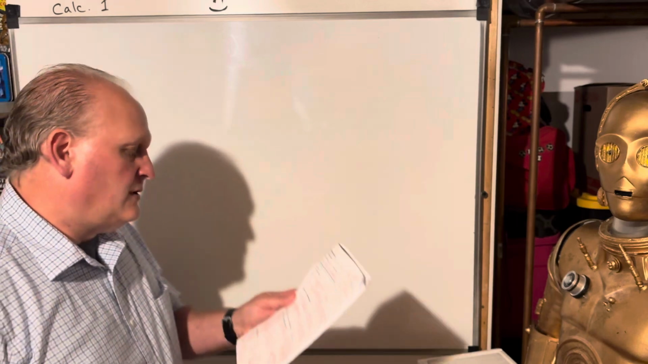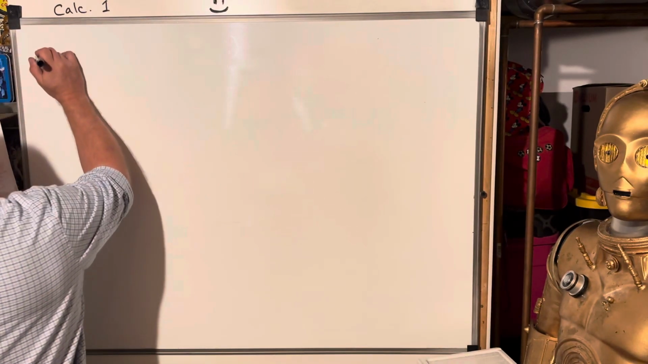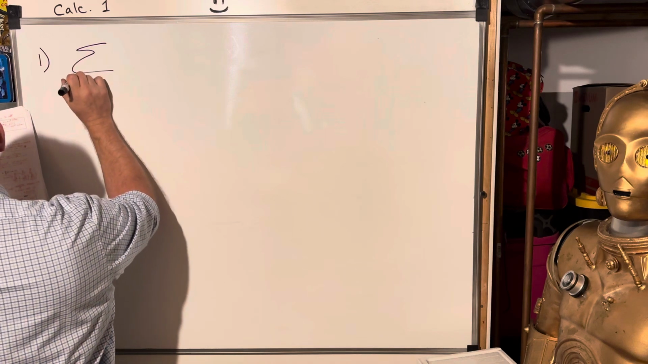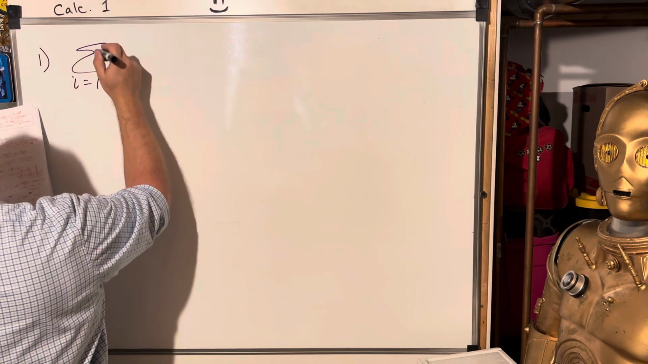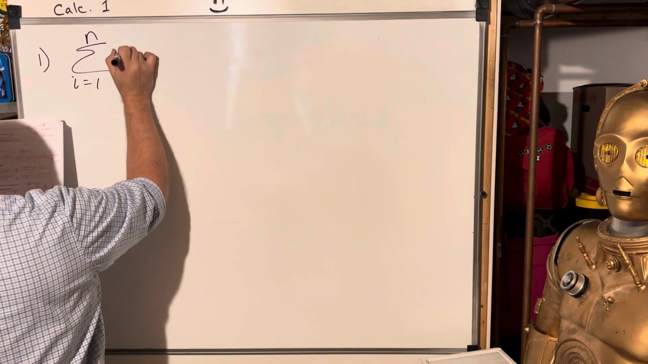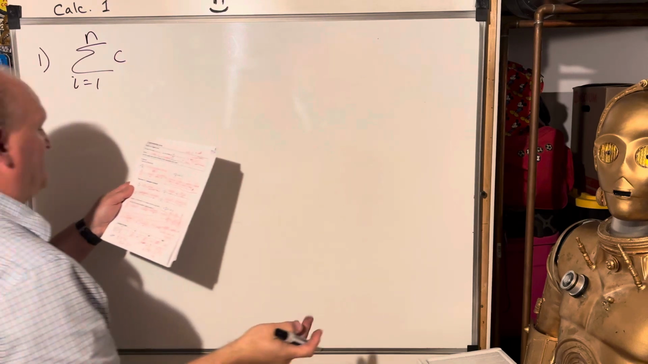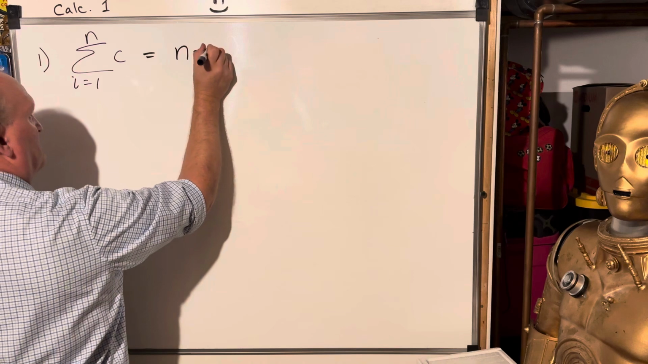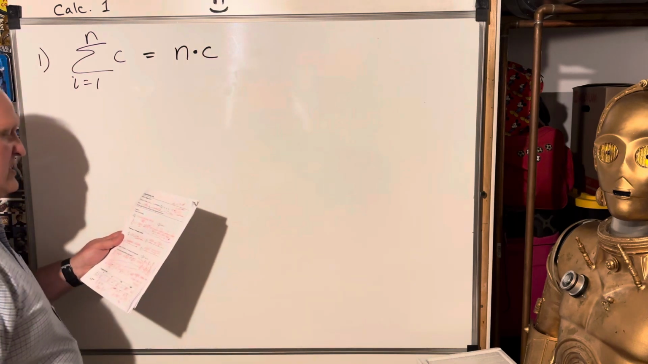All right, so let's see, what do we got here? We've got, if it's a constant, if you got i equals 1 to n, and it's just some number like 5 or 8 or something, you just multiply the two numbers. You just take n times c, where c is a constant term.